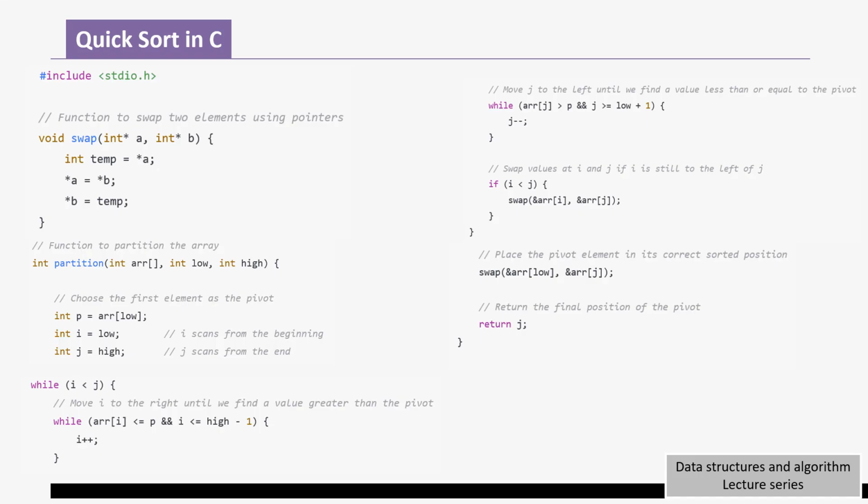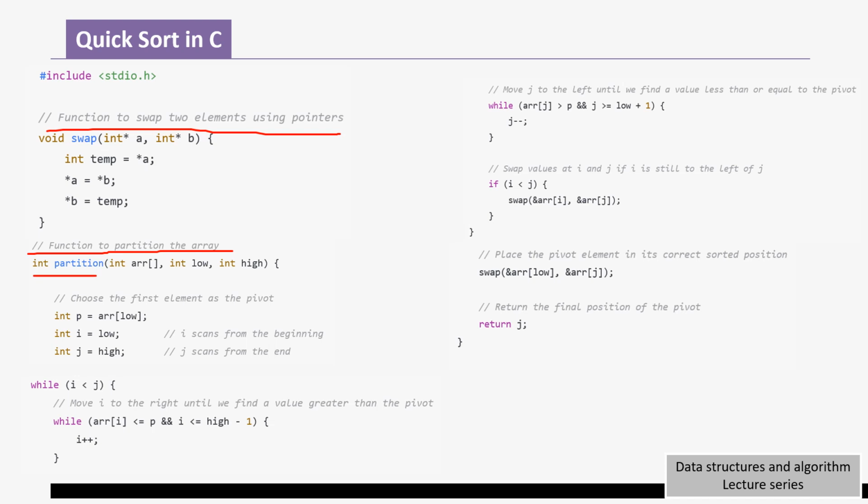So this is quick sort in C language. First, a function to swap two elements using pointers. So pointers are used as whatever the swapping is done, it will reflect to the address of that variable. That's why pointers are used. Then a function to partition the array is given.